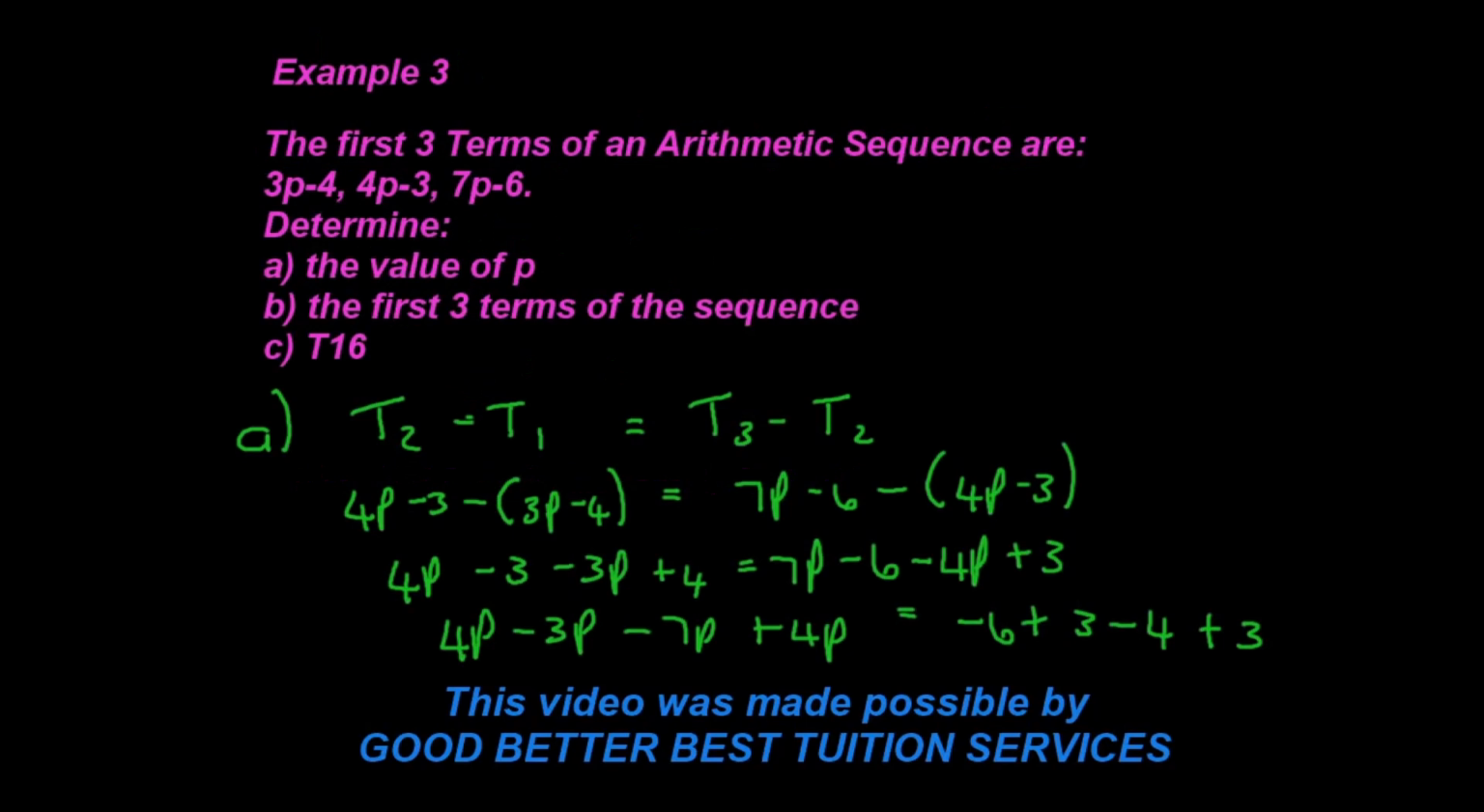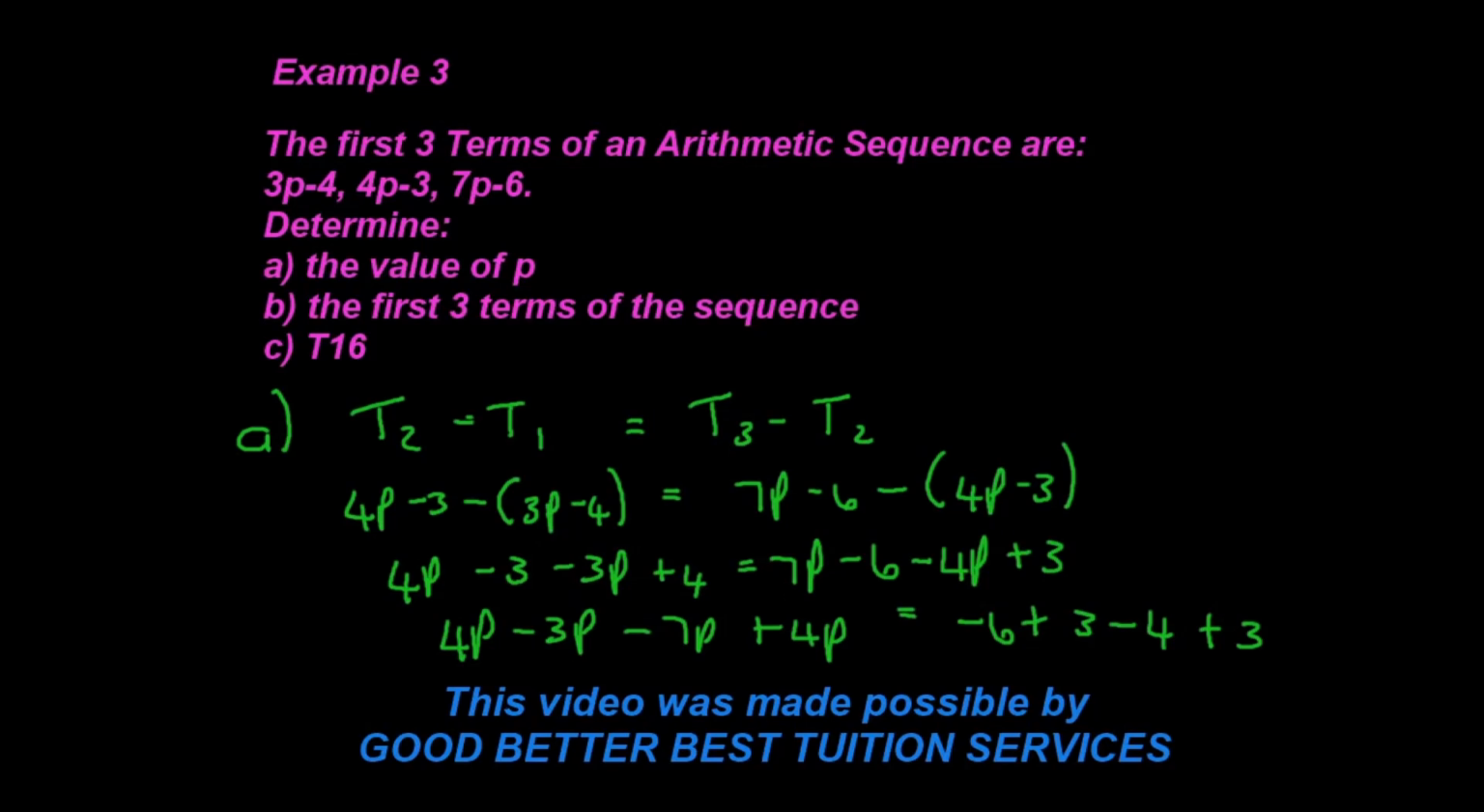Let's look at our third example. It says the first three terms of an arithmetic sequence are 3p minus 4, 4p minus 3, and 7p minus 6. So you might be saying to me, but where are the numbers? Well, let's see how far we get. We're going to get to those numbers. So the first question says: A, determine the value of p; B, determine the first three terms of the sequence; and C, determine the 16th term. So let's have a look at answering that first question.